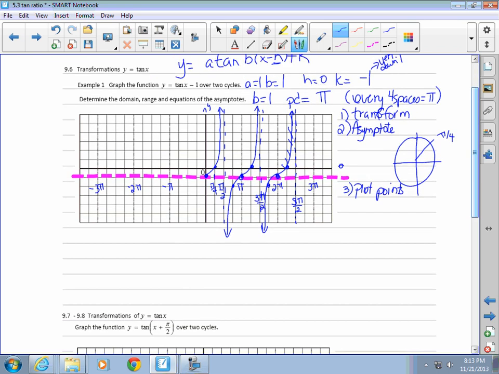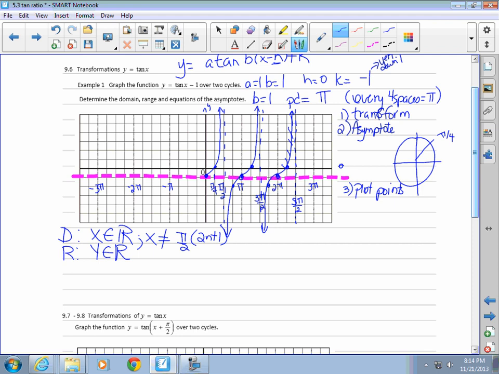Domain is the set of values for x. They are going to be all real numbers, except x cannot equal wherever my asymptotes were. And my asymptotes were at the odd multiples of pi over 2. So that was pi over 2 times an odd multiple, 2n plus 1. My range, the set of values for y, are all real numbers again. It's going to go up and down forever.